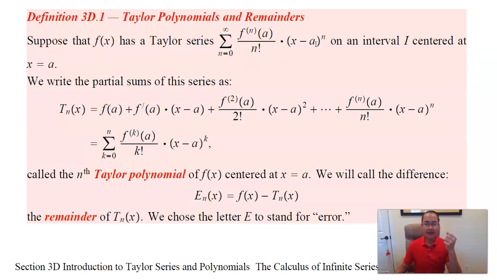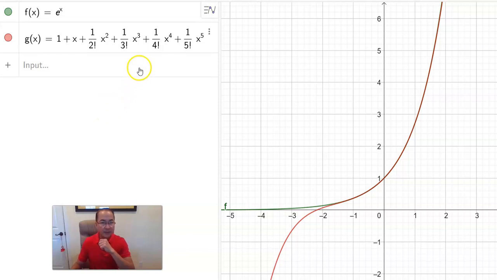All right, now the error that we obtain by approximating the function with the polynomial is the difference between the function and the Taylor polynomial. Okay, so let's go back to GeoGebra and let's sketch the graph of the error when we subtract the sixth Taylor polynomial from e to the x. All right, and we're back.